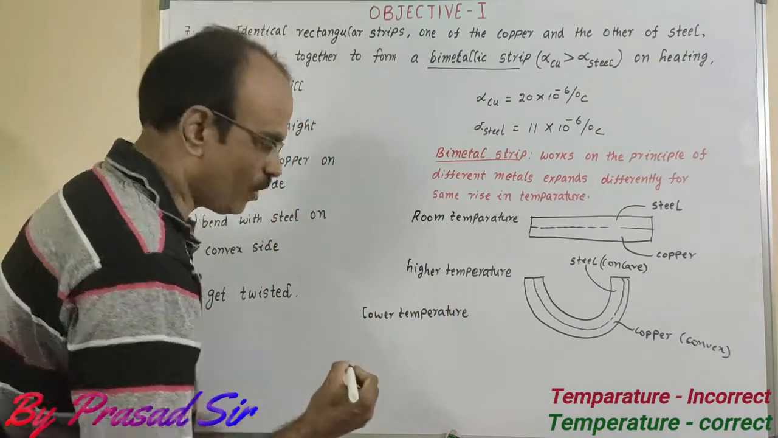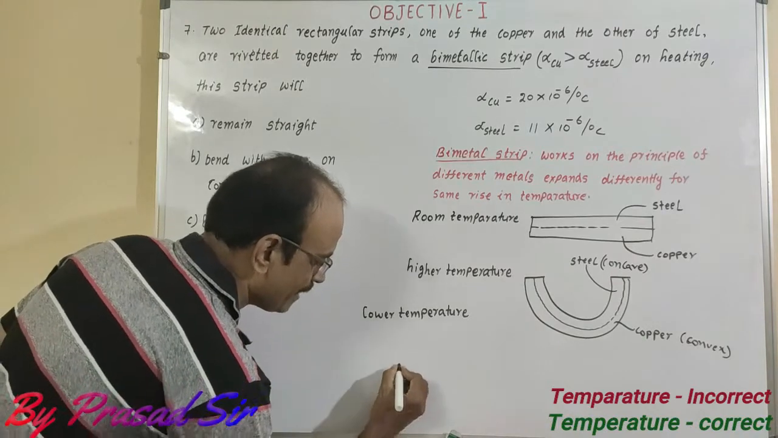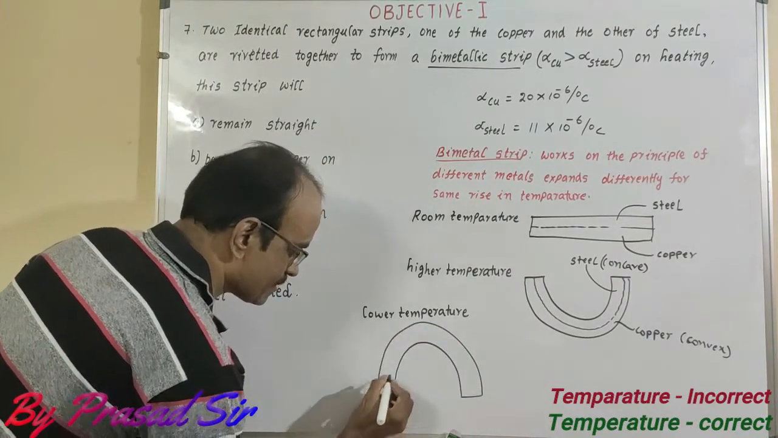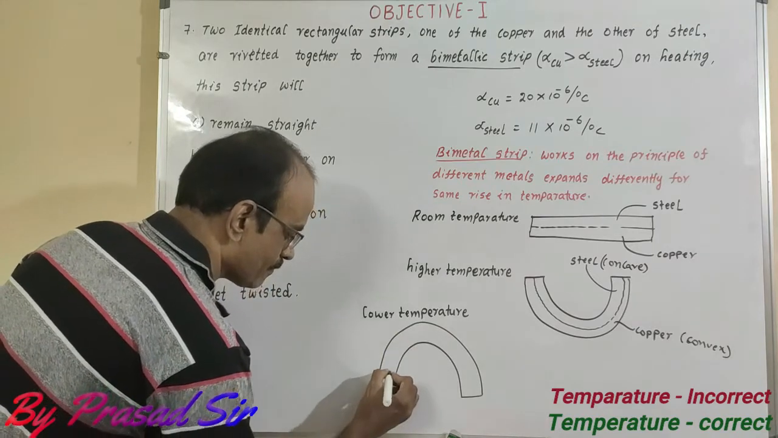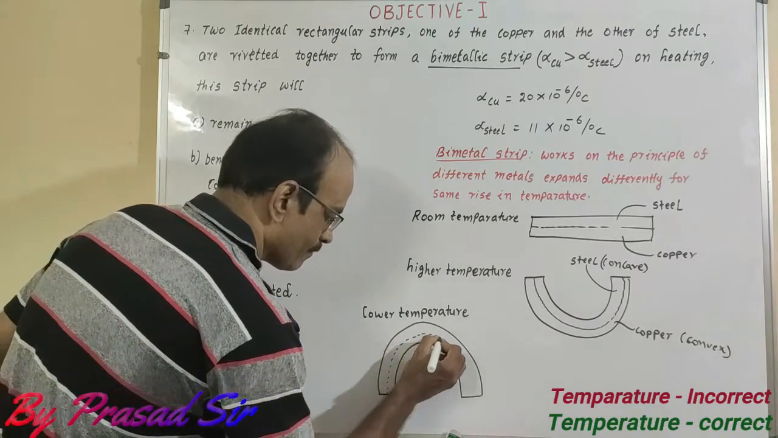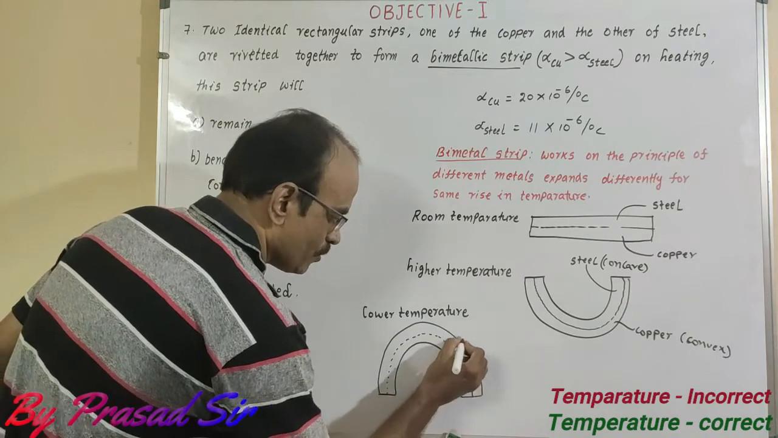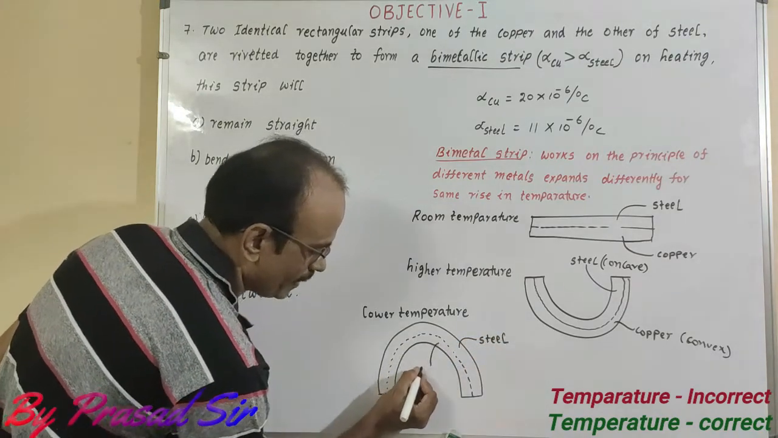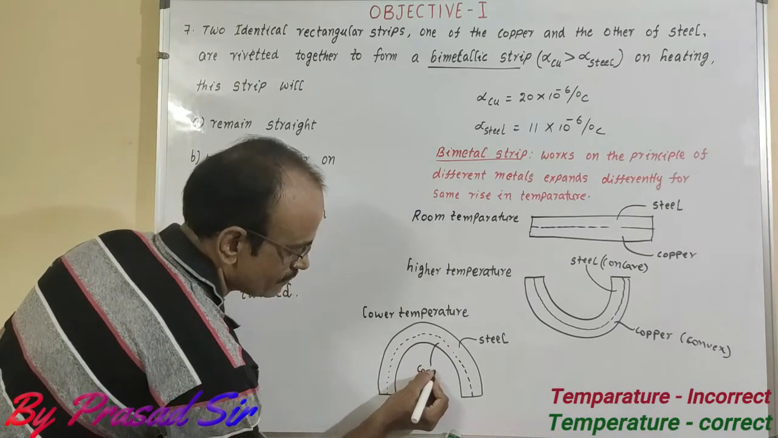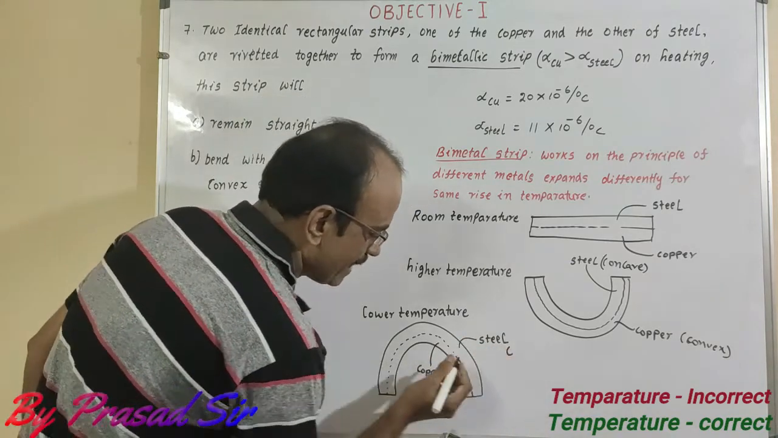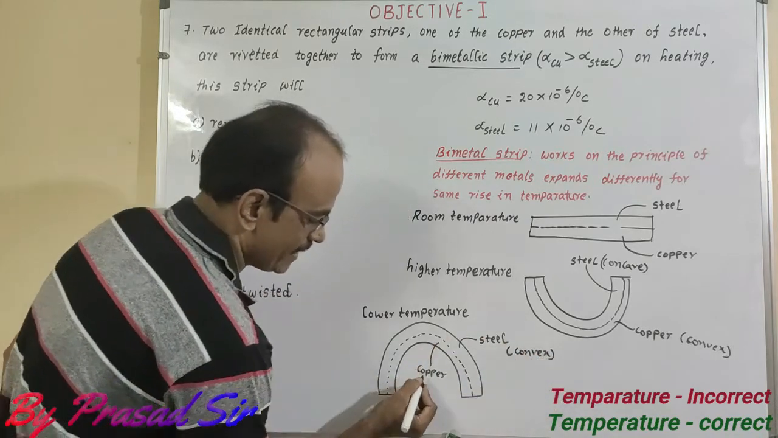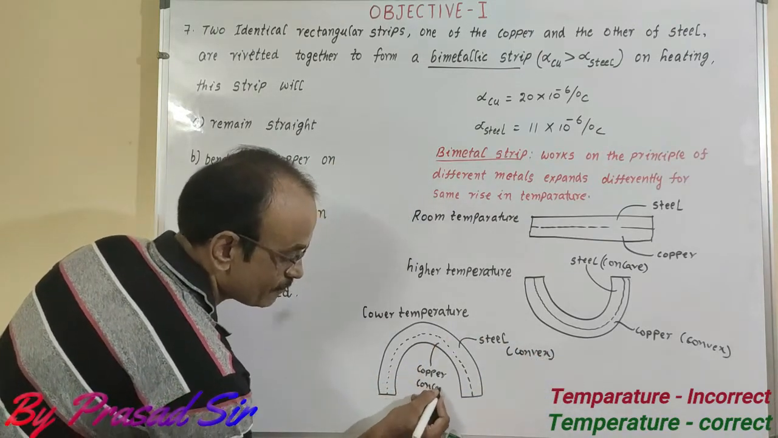Now at lower temperature, what happens? Now the bimetal strip changes into a shape like this. The upper part is steel and the lower part is copper. Steel is on which side? That is convex side. Copper on which side? Concave side.